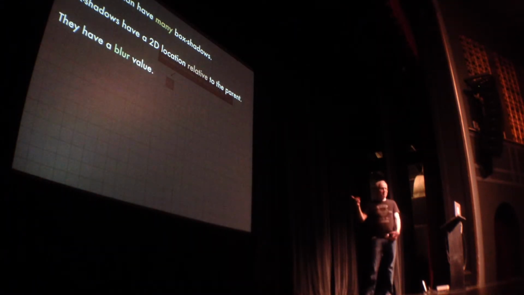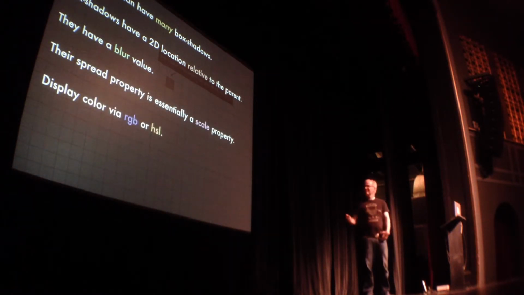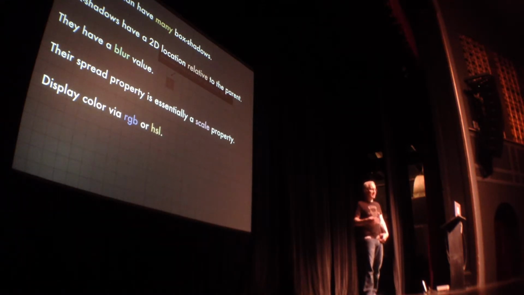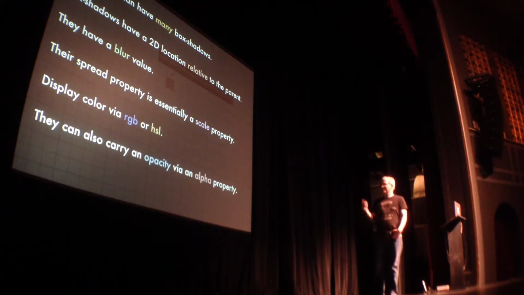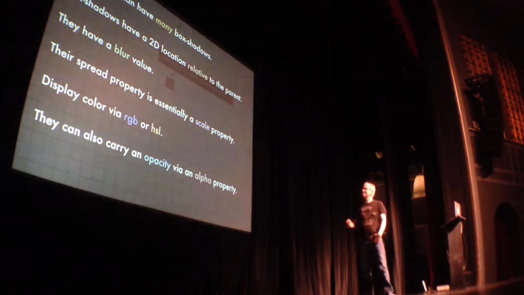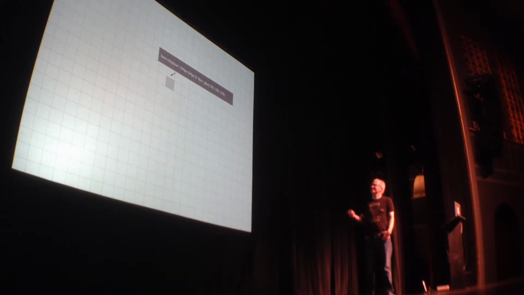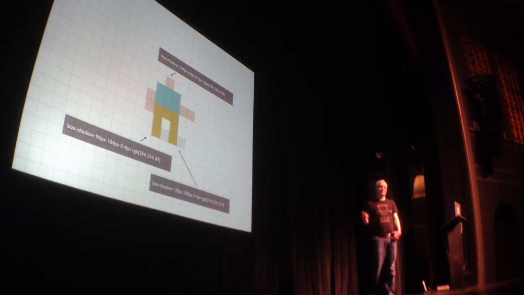What's also cool about box shadows is that you can have a lot of them, which is kind of what we need, right? And they can have a 2D location relative to the parent. They can have a blur value, which is really interesting. They have a scale, which is their spread. And you can display color either in RGB or in HSL, hue, saturation, lightness. And they also have an opacity you can use through the alpha property of the color. So then all I need to do is just update these box shadows as needed, right? So let's take a look at that.